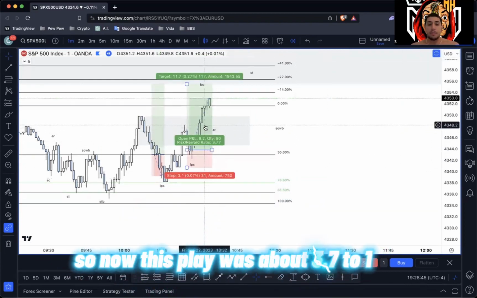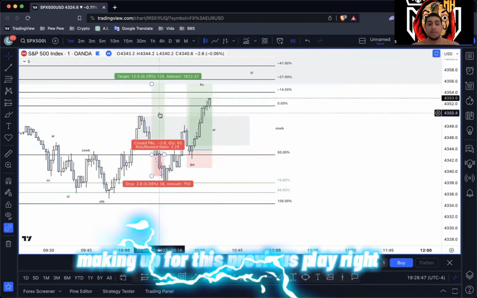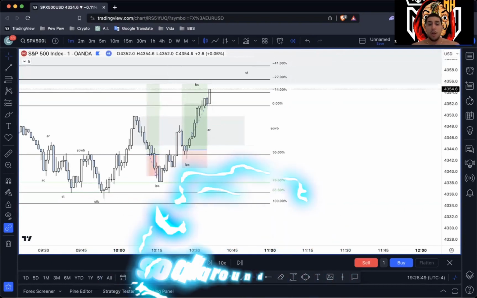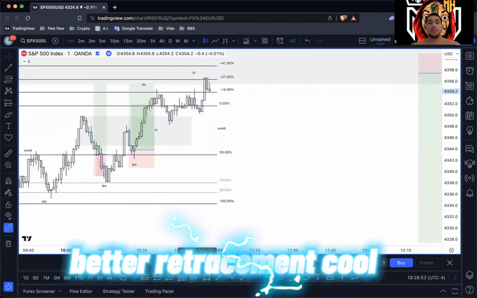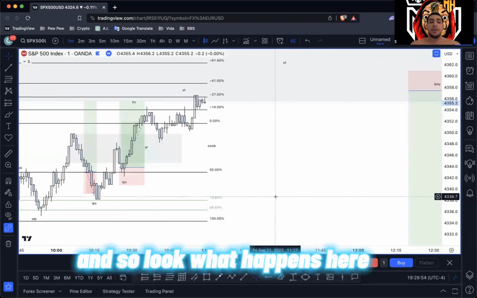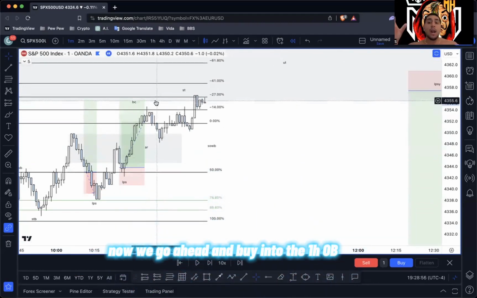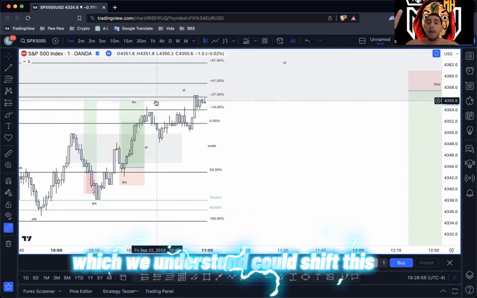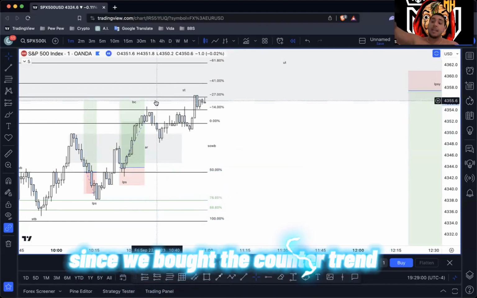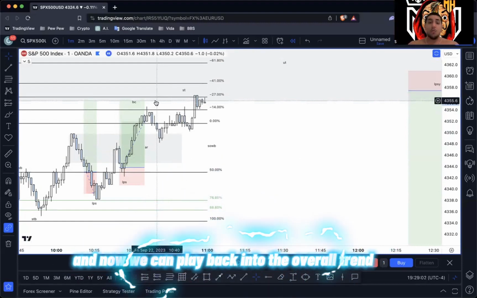So now this play was about 3.7 to 1, making up for this previous play, right? So all around about a 2 to 1 does play out, but a retracement, cool. And so look what happens here. Now we go ahead and buy into the 1 hour OB, which we understand could shift us back to the bear side since we bought the counter trend, and now we can play back into the overall trend.